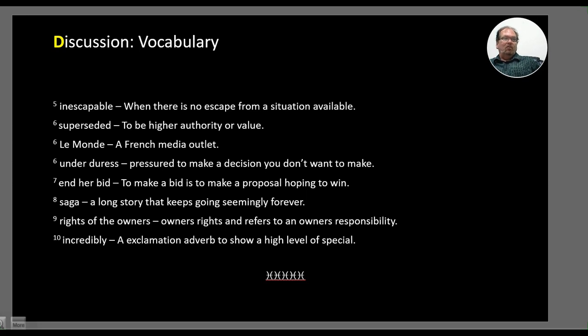And her bid. To make a bid is to make a proposal hoping to win. Like an auction. A saga. A long story that keeps going seemingly forever. That's a saga. Rights of the owners. Owner's rights and refers to an owner's responsibility. Incredibly, an exclamation adverb to show a high level of special. Those are just a few. If you read the whole story, maybe you find more.